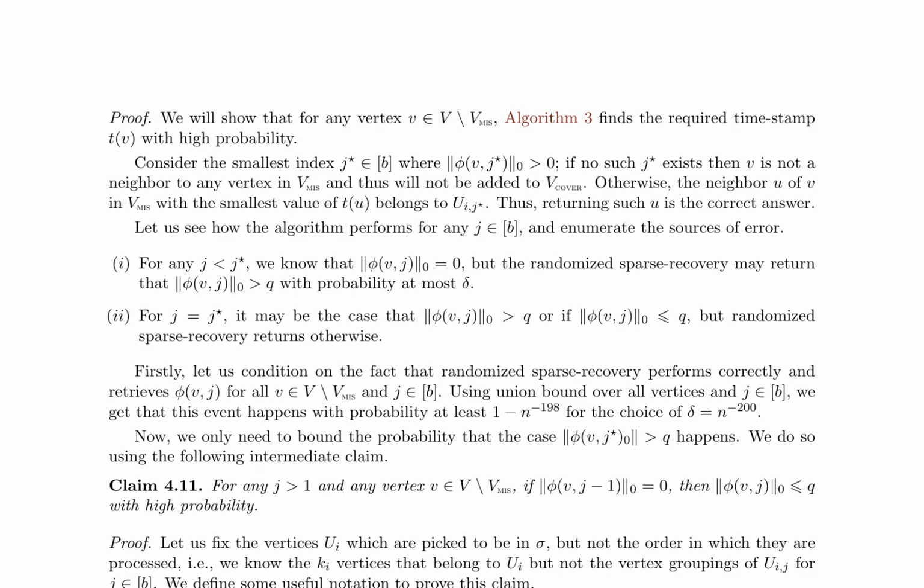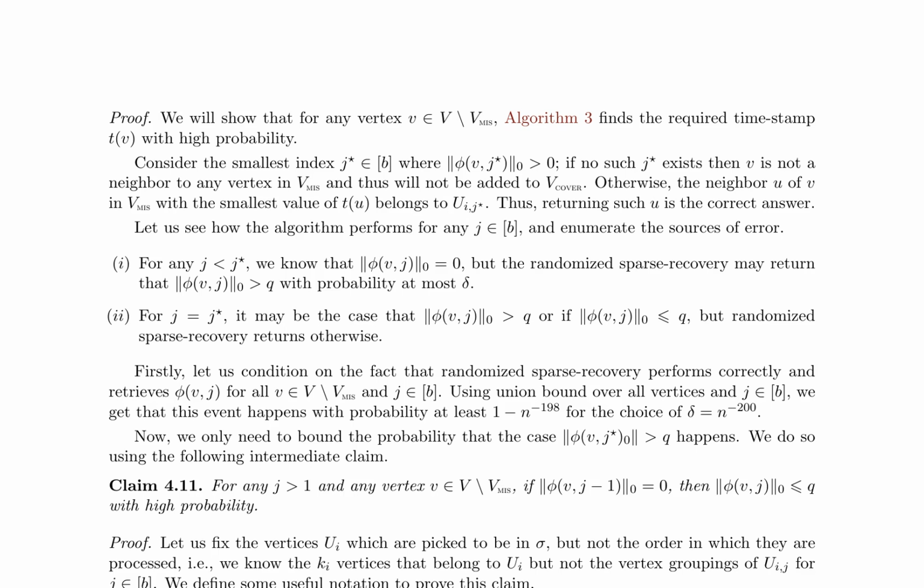The proof focuses on demonstrating that algorithm 3 identifies the required timestamp t(v) with high probability for any vertex v element of V Ms. It begins by considering the smallest index j star element of b, where the norm of phi_v,j star is greater than 0. If no such j star exists, then v is not a neighbor to any vertex in V Ms and will not be added to V cover. Otherwise, the neighbor u of v in V Ms with the smallest value of t(u) belongs to UI,j star, and returning such u is the correct answer.